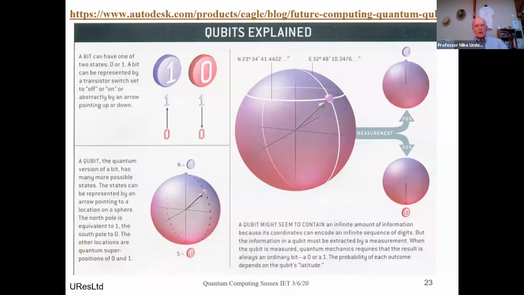Right, let's move on to the quantum bits, how to explain them, and this is where the mystery is said to happen. You can get the rough idea. A traditional bit can have two states, a naught or a one. Now the quantum bit has many possible states, and these many possible states can be represented by points on the surface of a sphere.